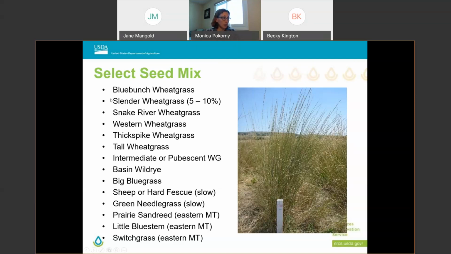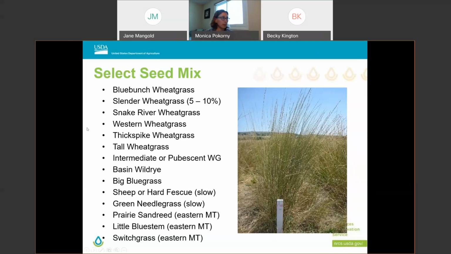Slender wheatgrass is a native plant that establishes quickly on a site. It's a short-lived perennial, so it only lives on a site maybe 3 to 5 years, and it might reseed itself a little bit, but it's designed to establish quickly and be competitive and hold the site while other slower species establish. And because it is a real fast establishing species, I just put on here that we really only recommend seeding it at about 5 or 10% of your seed mix.